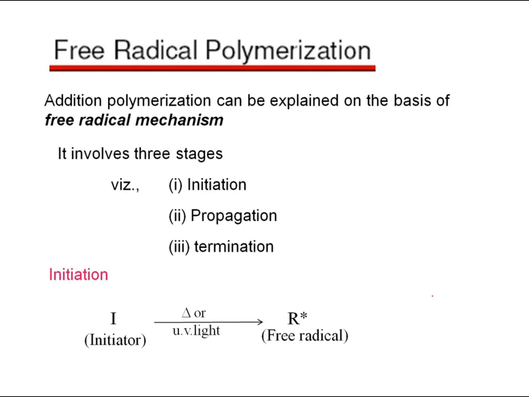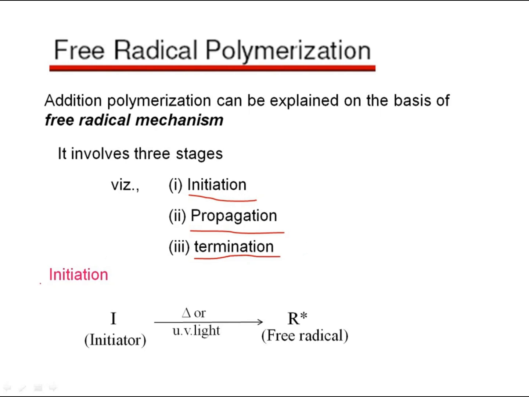Next, we discuss the mechanism of polymerization, that is, free radical polymerization. This free radical polymerization is the basis for the addition polymerization reaction. So the entire addition polymerization can be explained based on the free radical mechanism. This free radical mechanism involves three steps. The first step is initiation, where the reaction is first initiated, next chain propagation, and at the end chain termination reactions.